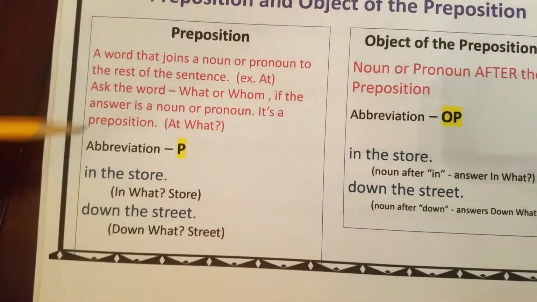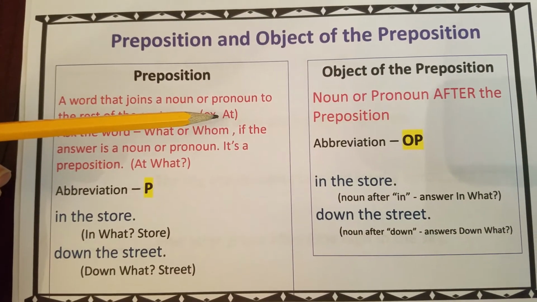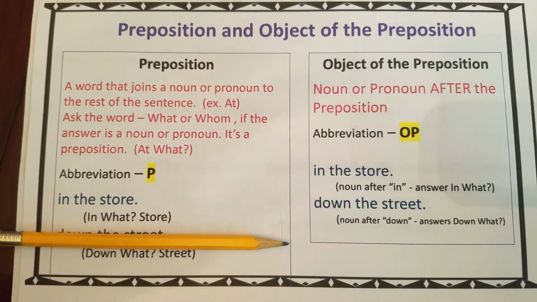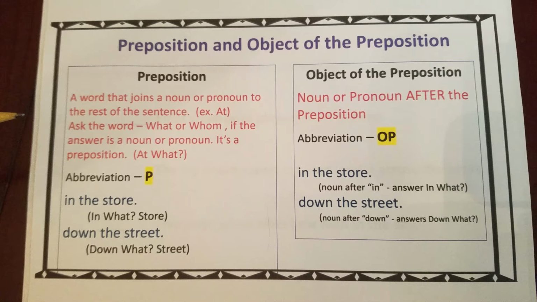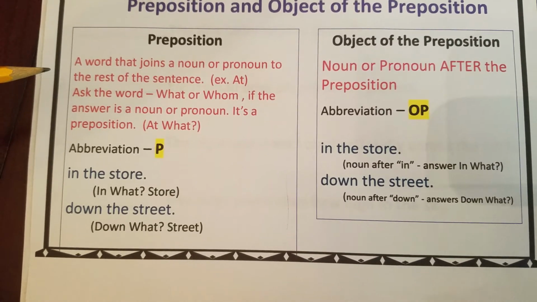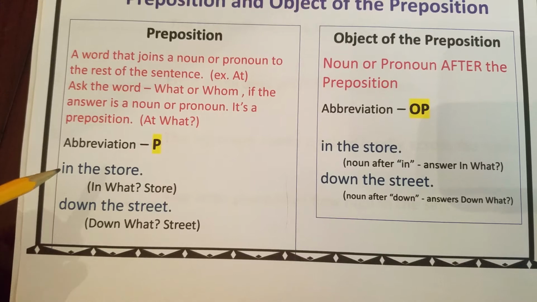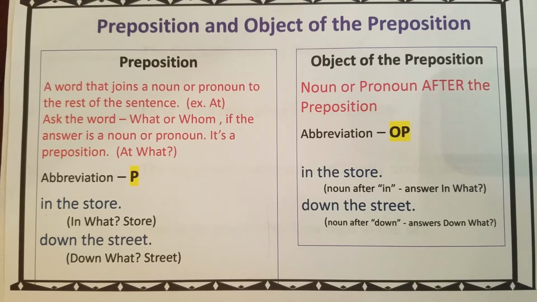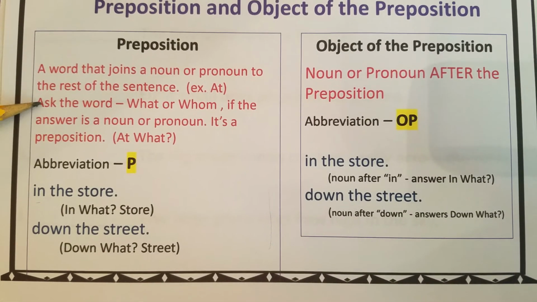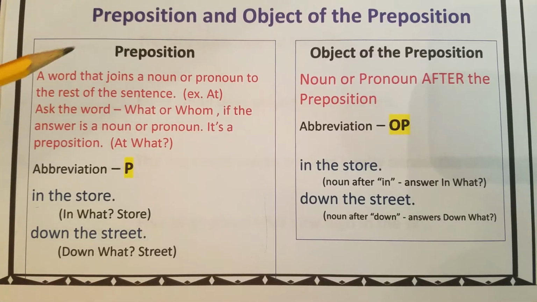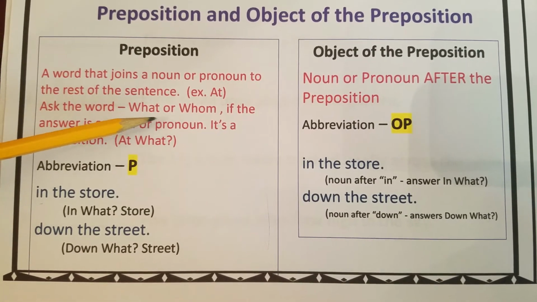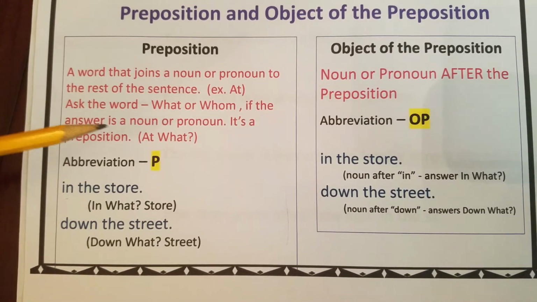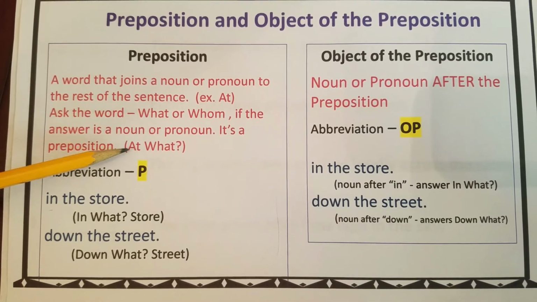So, for example, the word at, and we have a jingle, a preposition jingle. If you don't know it, make sure you learn it. This is the one jingle that I tell everyone is so important for you to know, because you want to be able to see a preposition and know that it is a preposition without having to think about it. So make sure you memorize that preposition jingle. So what you're going to do is ask the word at, what, or whom. If the answer gives you the noun, then it's a preposition. At what or at whom.